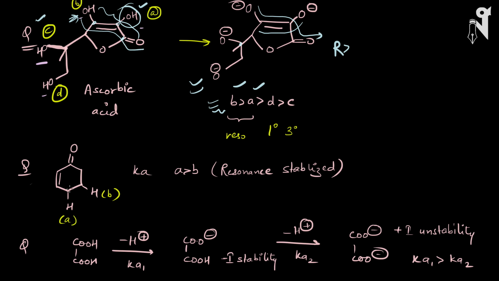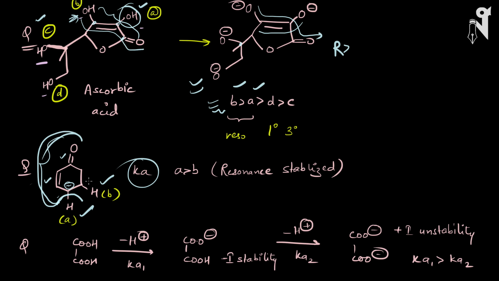In the next question we have two positions, one is this A, another is this B. Now we have to tell which position is more acidic, so we have to find out Ka here. If I remove hydrogen from position A, one negative charge will appear over here and H plus will come out. This negative charge will be in conjugation with this double bond and with this oxygen. So resonance will happen from here till here, right?